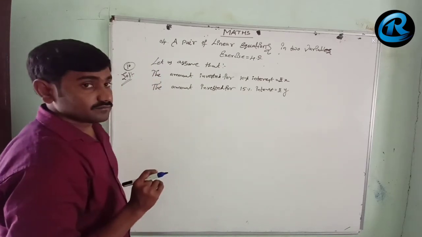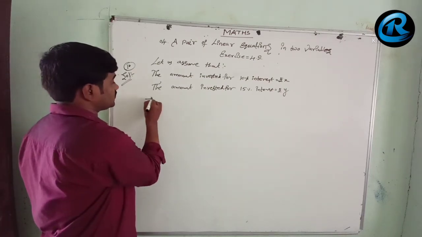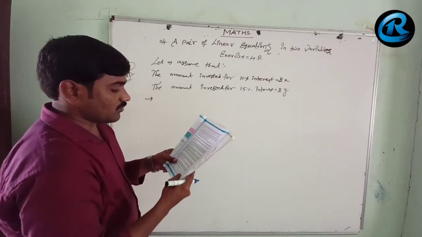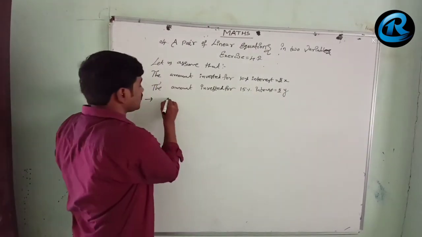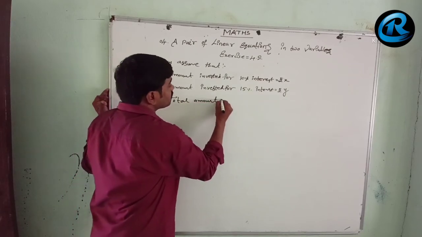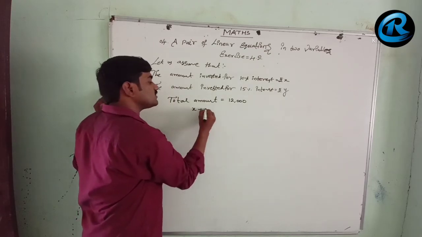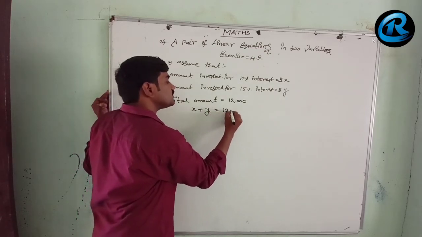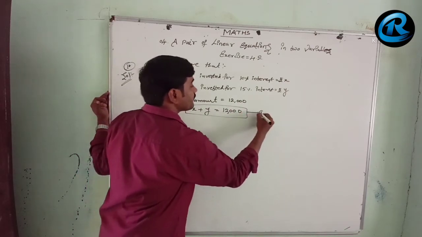Now let us see how much amount they have to invest. The total amount we already know is 12,000 rupees. In this there will be X amount plus Y amount, that equals 12,000 rupees. This is equation number 1.